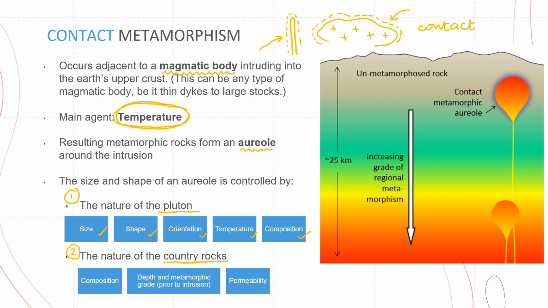And the second one, based on the nature of the country rocks, you would look at the composition of the country rocks, how deep and what metamorphic grade it was prior to intrusion, and the permeability. So these are the factors that control the size and shape of an aureole.